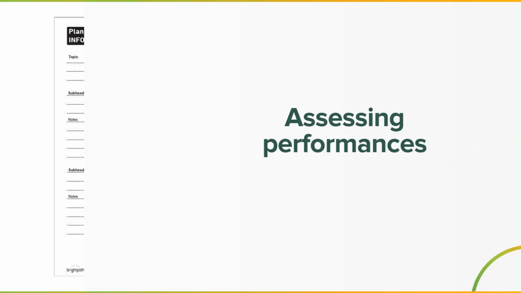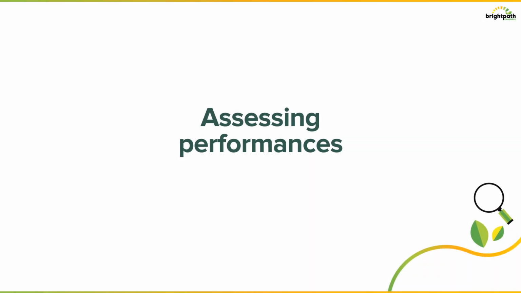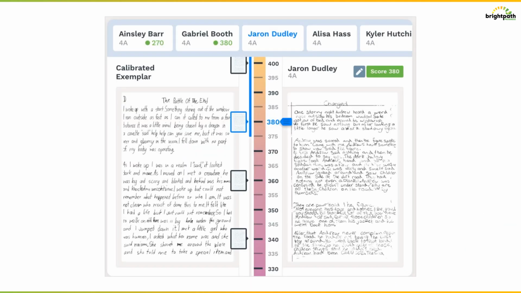Once you've collected your students' writing, you need to assess it. Brightpath provides an entirely new way of assessing. You compare your students' performances to the calibrated exemplars. Here is an image of the Brightpath application. In the middle is the Brightpath scale. To the left are the calibrated exemplars, which are shown as thumbnails. To the far left is an exemplar open to be read. On the right is the performance that will be assessed.